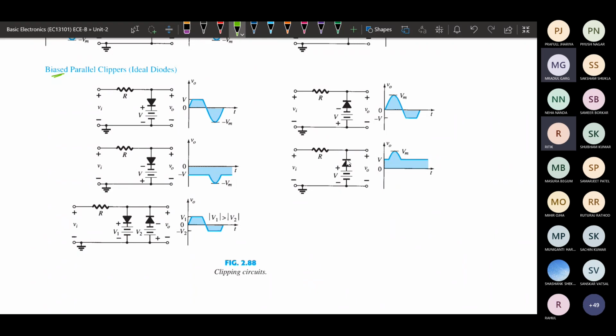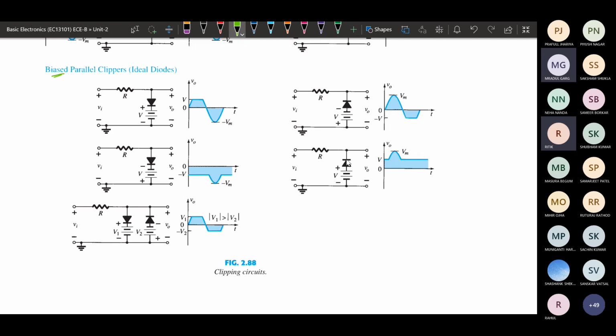So if we are having the biasing in the same direction, suppose in the case of positive, we are applying the plus V voltage. Here, in the case of the same direction with respect to output, the output will start with shifting, and it is positive clipping, so the positive portion will be clipped and the negative will remain here. Okay, so the output will be shifted to this voltage.